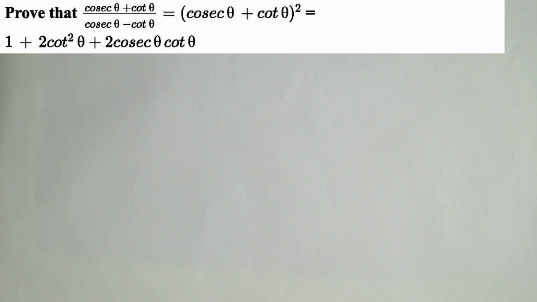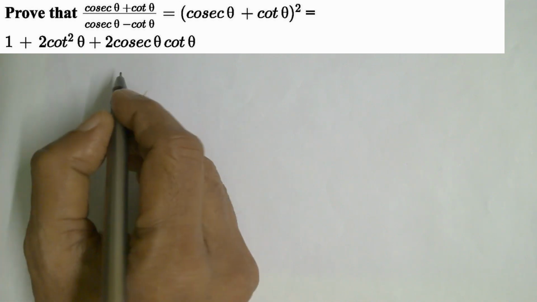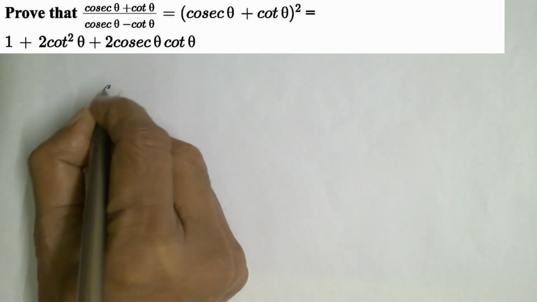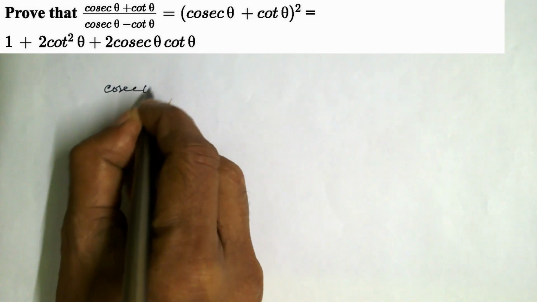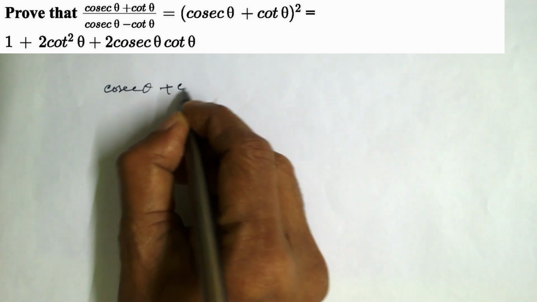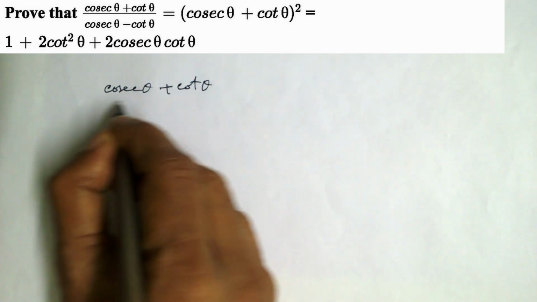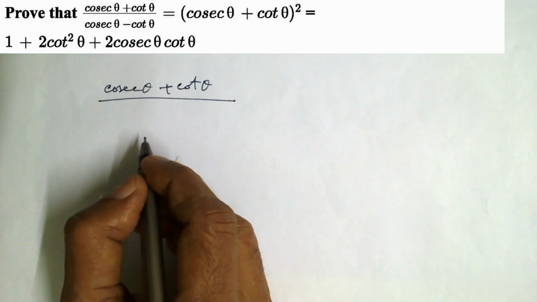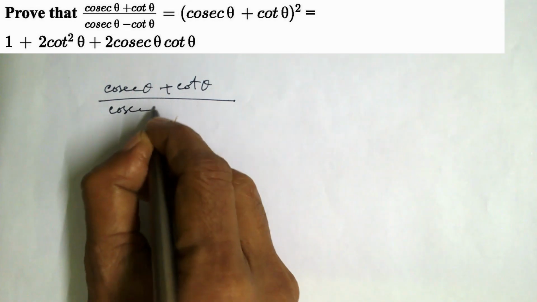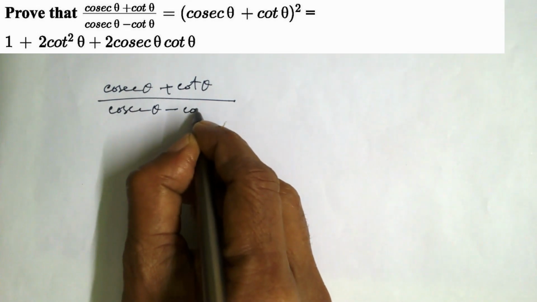See, extreme left, writing cosec theta plus cot theta by cosec theta minus cot theta.